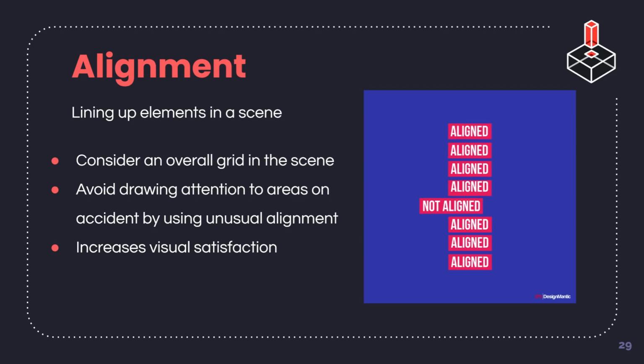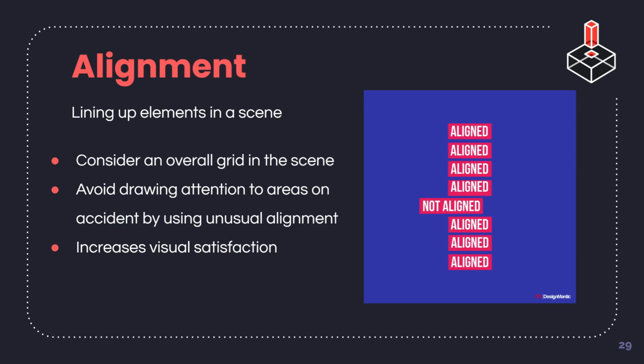Alignment: lining up elements in a scene. You want to consider as if there is an overall grid over the entire scene. Everything should be sitting on that grid and lined up with each other. You want to avoid drawing attention to areas by accident by using unusual alignment. So immediately in this image on the right, which is really simplified, you look right at that part that says not aligned, because it's sticking out, it's different. Users' eyes are always drawn to whatever part of your screen is different.